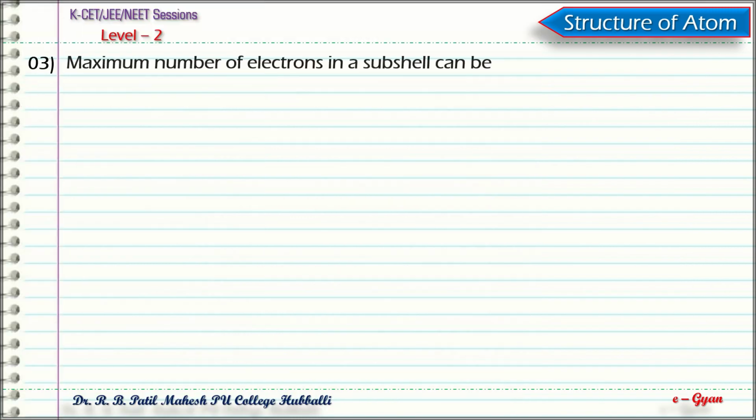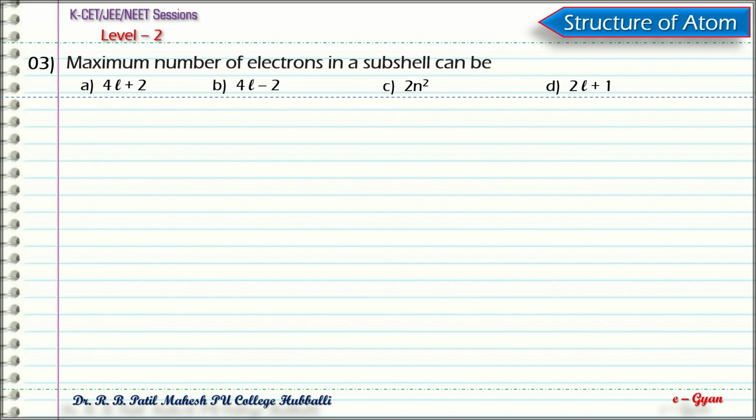Question number 3. Maximum number of electrons in subcell can be 4l plus 2, 4l minus 2, 2n square, 2l plus 1. Dear students, we learned number of electrons in orbit or cell must be 2n square, whereas in case of orbital or subcell, it is 2. But the direct answer is not given here. So we can go with the first one, 4l plus 2, where l is azimuthal quantum number.